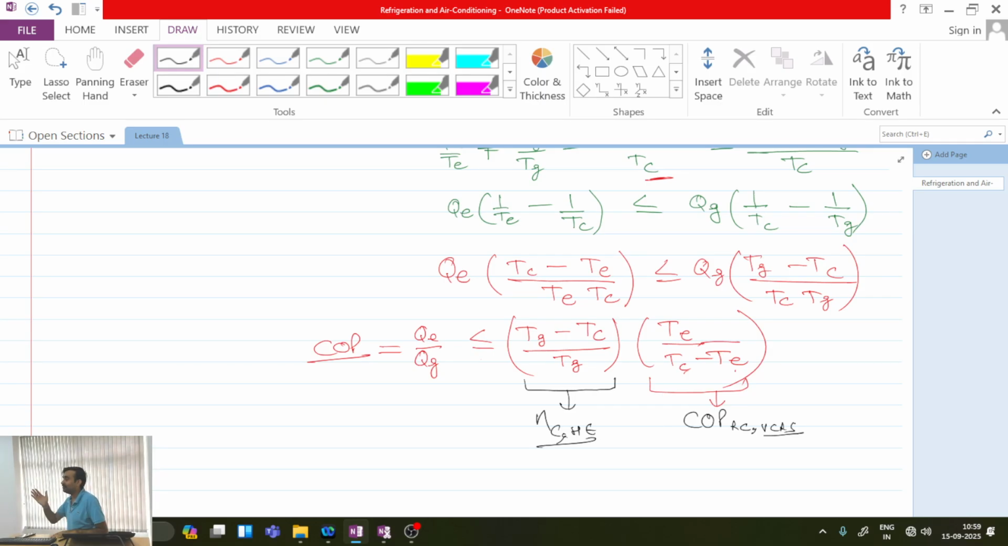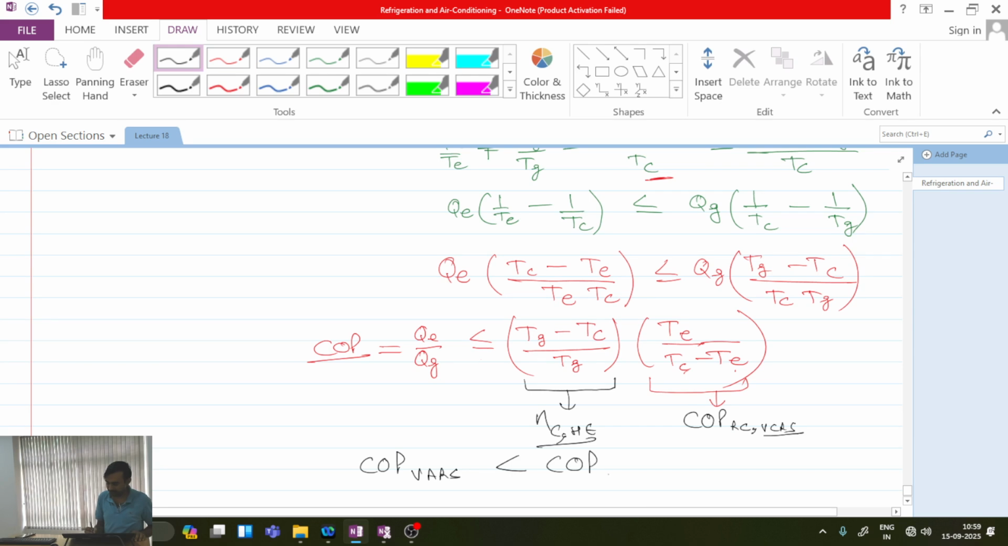Efficiency of a heat engine will always be less than 1. What it means is that the COP of VARS will always be less than the COP of VCRS. Even for a Carnot cycle, this efficiency cannot be 100%. There has to be some amount of heat rejected as per the Kelvin-Planck statement of the second law of thermodynamics. Is this one clear?